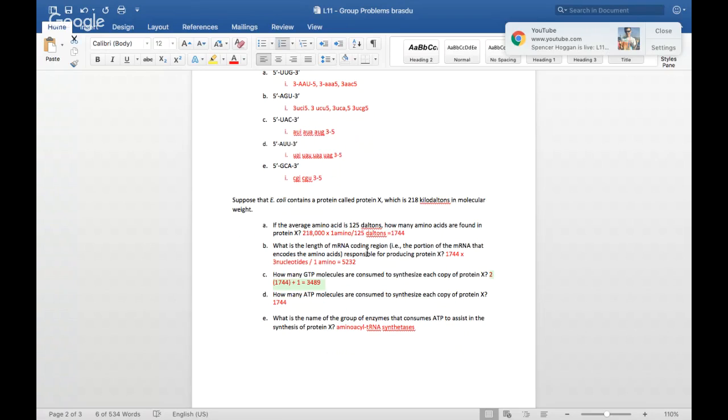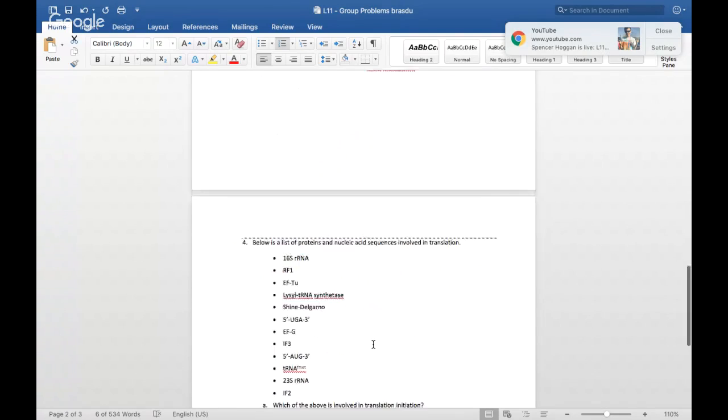For D, we'll do how many ATP molecules are consumed to synthesize each copy of protein X. That will just be the original answer that we had. It'll just be 1 pretty much. E says, what is the name of the group of enzymes that consumes ATP to assist in the synthesis of protein X? And that is a word that is very difficult to pronounce. Aminoacyl tRNA synthetases. So we'll leave it at that. No more explanation with that word.